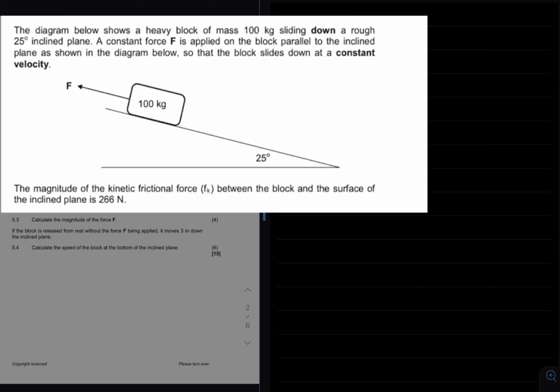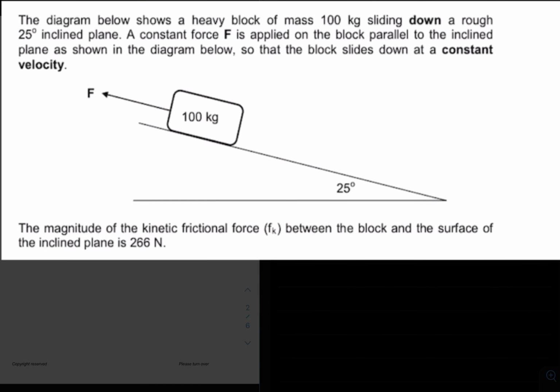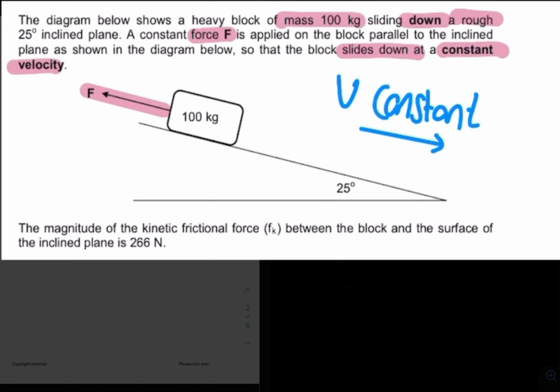In the next exam question, we have a diagram below showing a heavy block with a mass of 100 kilograms sliding down a rough inclined plane. A constant force F is applied on the block parallel to the inclined plane as shown in the diagram below. Even though we have a constant applied force in the upward direction, the block still slides downwards at a constant velocity. The magnitude of the kinetic frictional force between the block and the surface of the incline is 266 Newton.